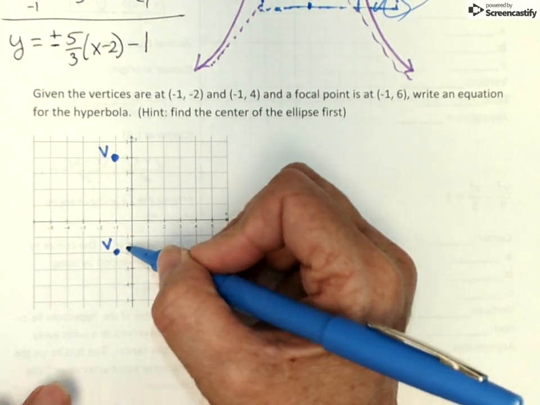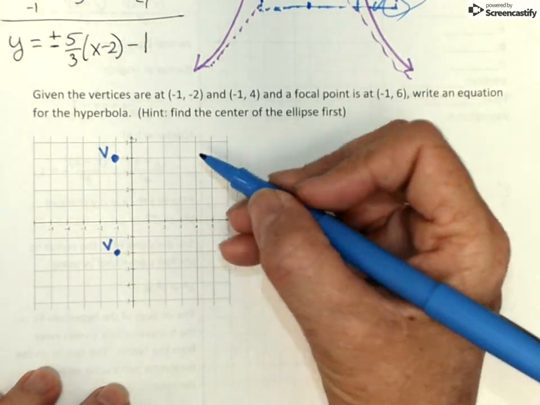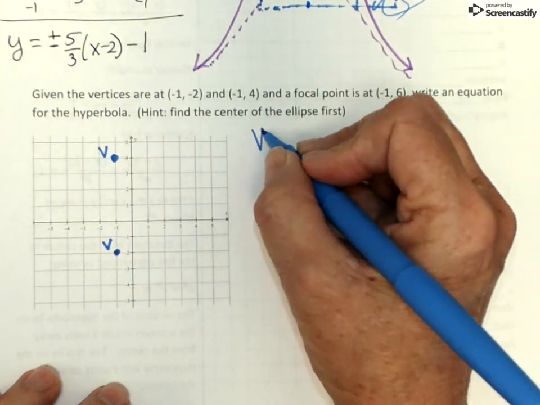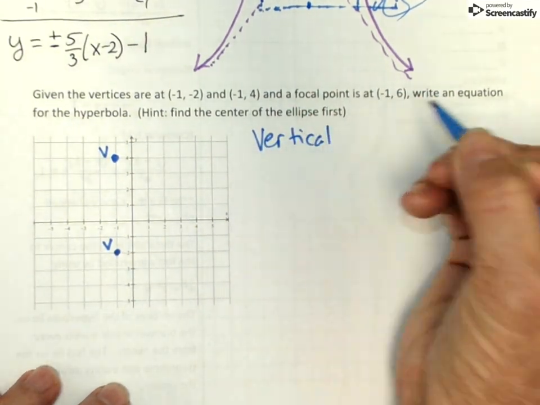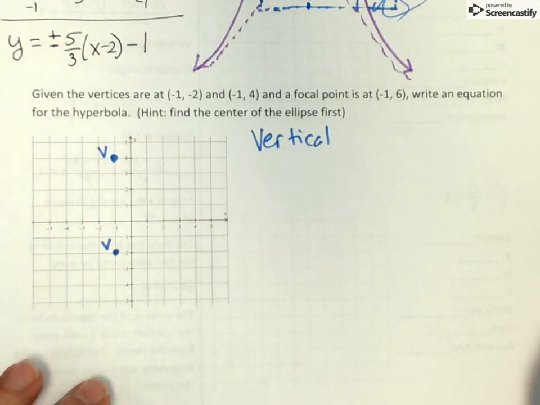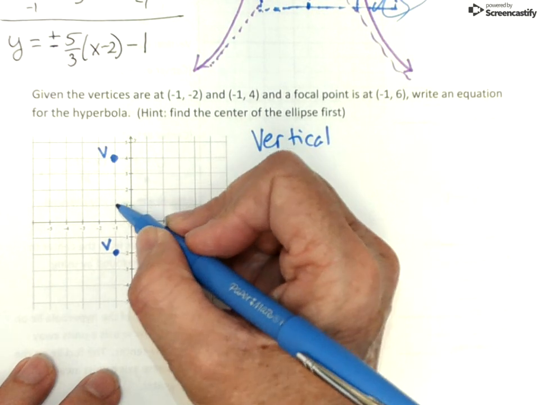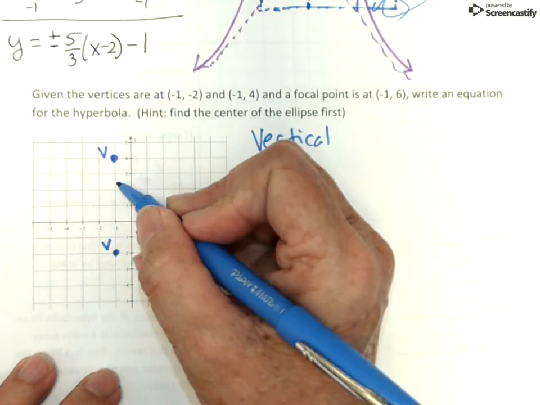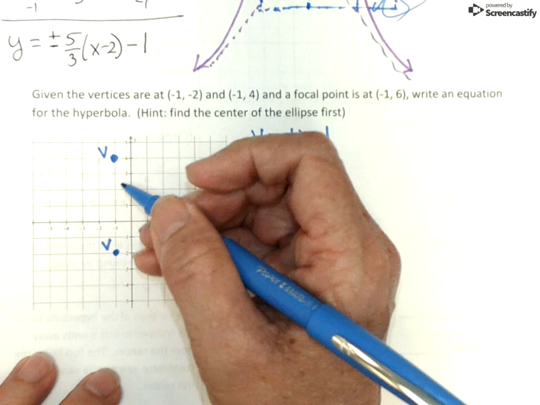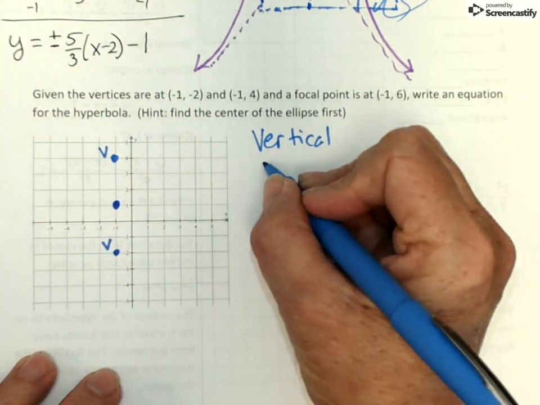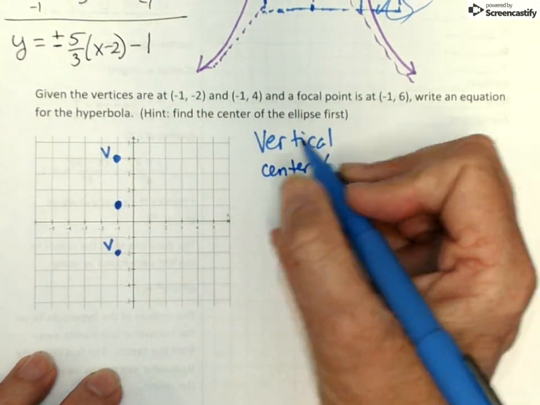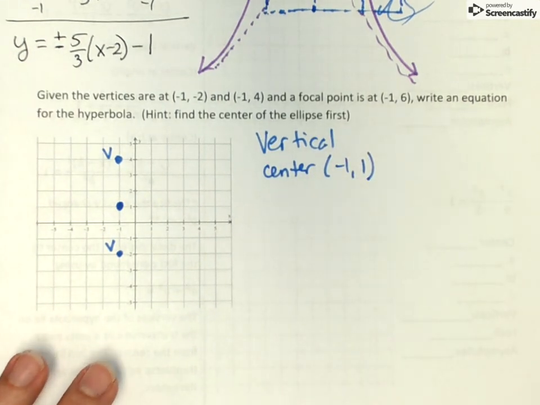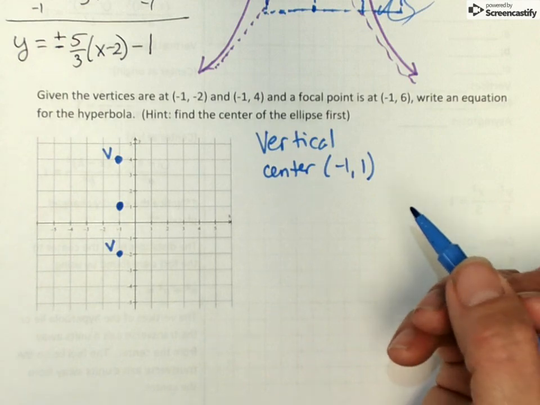Based on those two things alone, I can find the orientation. So the vertices are up and down, so that tells me it's going to be a vertical hyperbola. And I know that the center has got to be halfway between these two. So if these are 6 units apart, 3 units apart is going to be my center. So the center is going to be at (-1, 1). That's good. Now let's see what else we need to figure out.